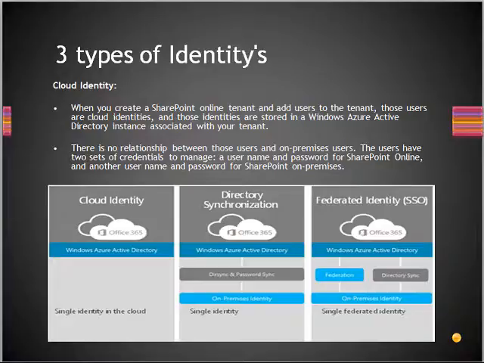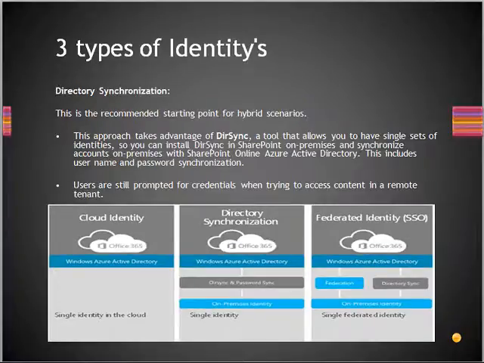The next identity is the directory synchronization identity. This is the most recommended for hybrid scenarios where you already have SharePoint 2013 in your office environment. This is the recommended and simple approach, we would say. This approach takes advantage of directory sync. It's a component, a tool, which allows you to have a single set of identities. So you have to install this directory sync on your SharePoint on-premise, and this will synchronize the accounts from on-premise with SharePoint Online, Azure Active Directory.